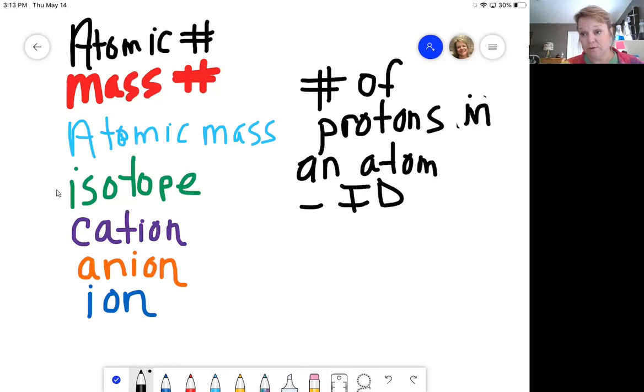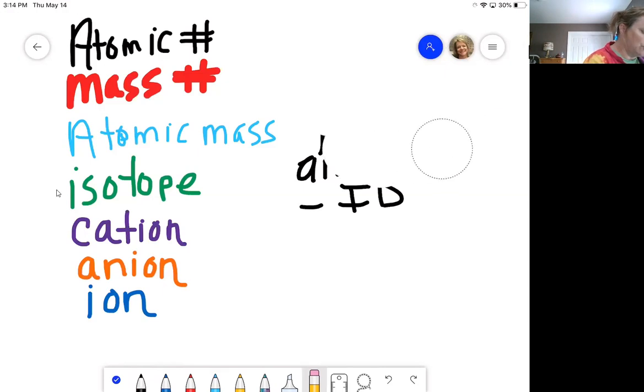If I have 1 proton, I'm hydrogen. If I have 2 protons, I'm helium. If I have 3 protons, I'm lithium. 4 protons, beryllium. 5, boron. 6, carbon. 7, nitrogen. 8, oxygen. 9, fluorine. 10, neon. 11, sodium. 12, magnesium. 13, aluminum. Okay? And the whole periodic table is arranged by atomic number. So get that down, get it in your head, get it in your brain, get it in your notes.